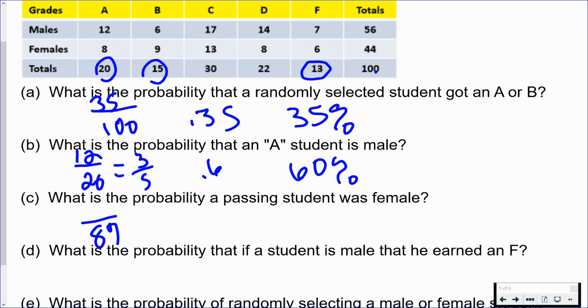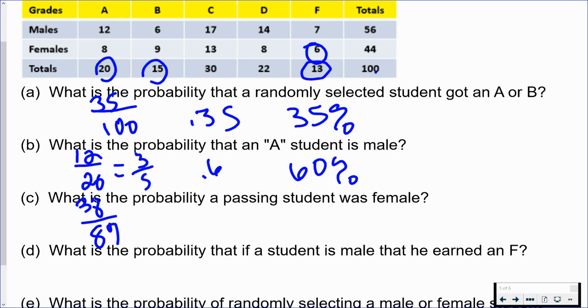Okay. How many females are failing? We're going to take that away. So there's 44 females, 6 of them were failing. So if I take 6 away from 44, that's going to leave 38 females that were passing. Okay, so a lot of this is kind of knowing where you can subtract and just make it a little bit easier on yourself. Rather than having to add up all the females that had an A, B, C, or D, I can just take the F away from the total females. Okay, so 38 out of 87.